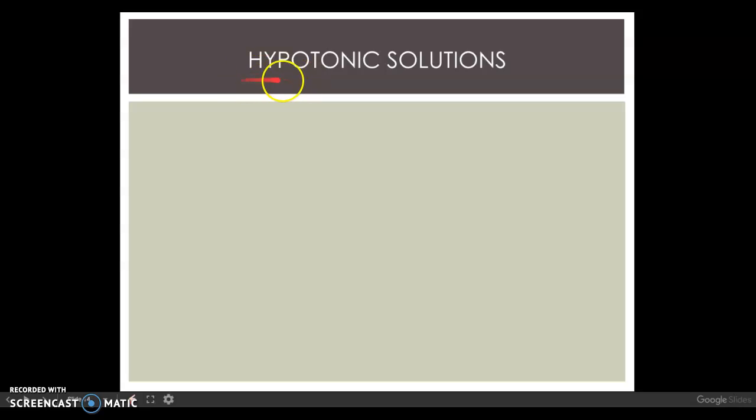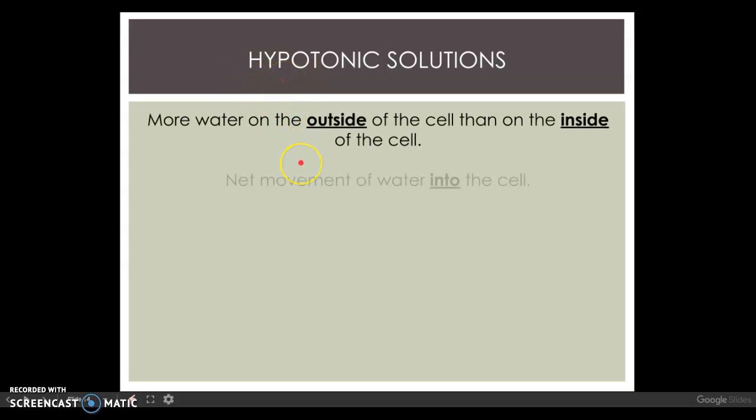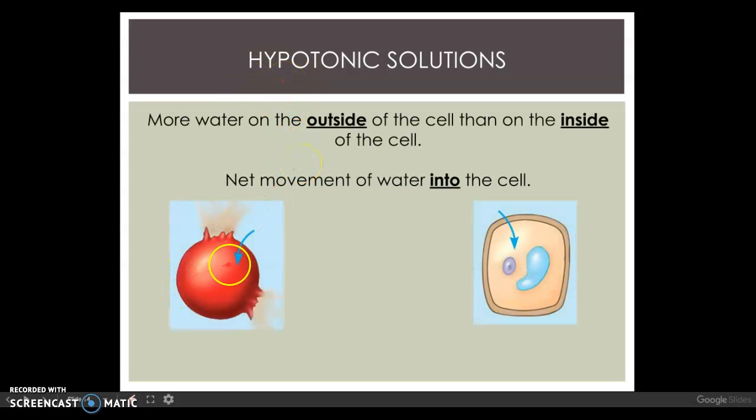In a hypotonic solution, there is going to be more water on the outside of the cell than on the inside of the cell. So since we're moving from a high concentration to a low concentration, the net movement of water will be into the cell. Notice my animal cell looks different than my plant cell.